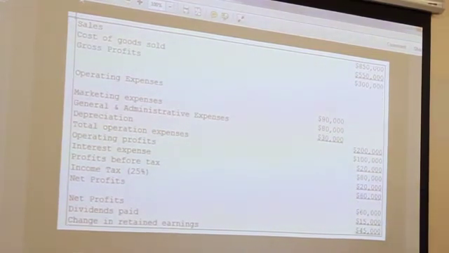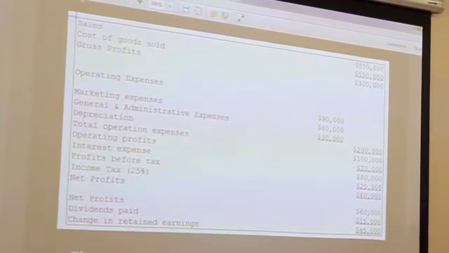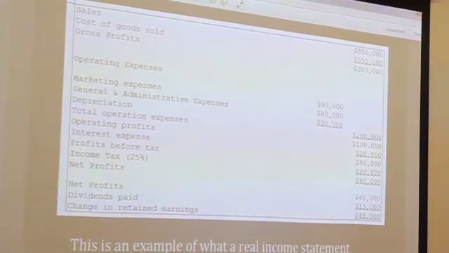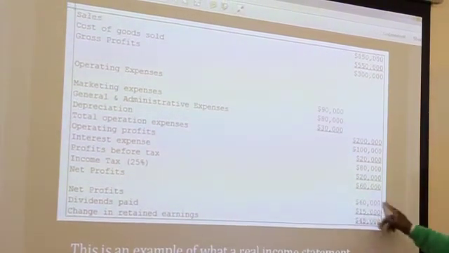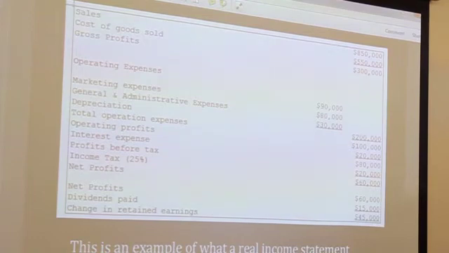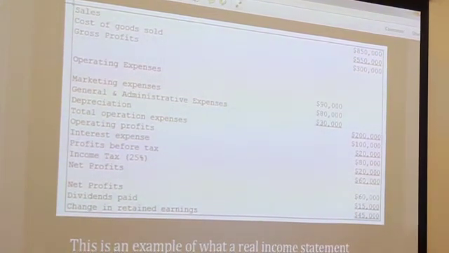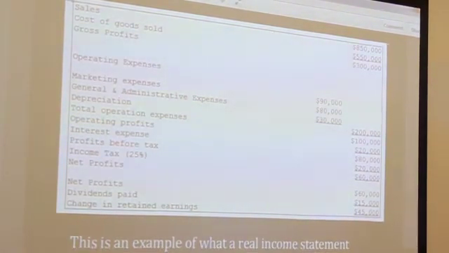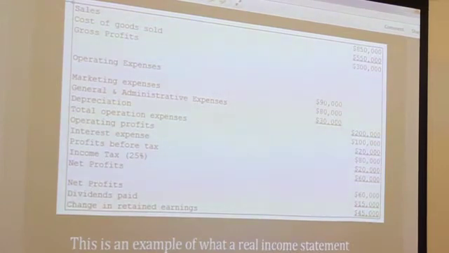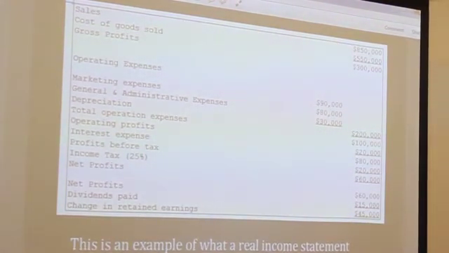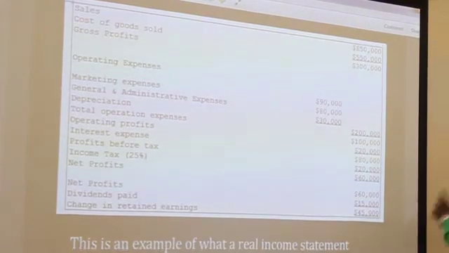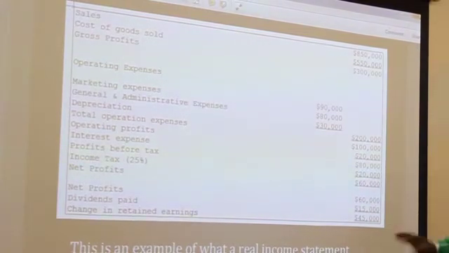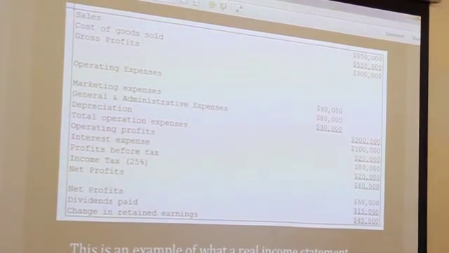Now income tax is 25%. On that, we got a net profit of $60,000. Now dividends paid, we'll talk a little more in depth later in this class. Dividends are what you pay out to people who invested in us, like stockholders. The change in retained earnings is $45,000. So great, we made $850,000, but at the end, after all is paid, our real income is $45,000.